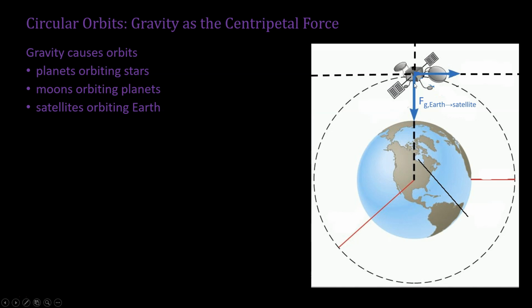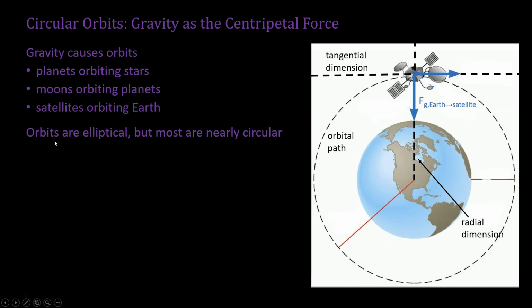We see that gravity is acting towards the center of the Earth, and we know Earth's gravity is always acting towards the center of the Earth. This dashed circular line is known as the orbital path. This dashed line is the radial dimension, and this dashed line here is the tangential dimension. Notice that the gravity force lies on the radial dimension, and it is unbalanced. It is the only force acting on the satellite, and so the gravity force fits our definition of the centripetal force.